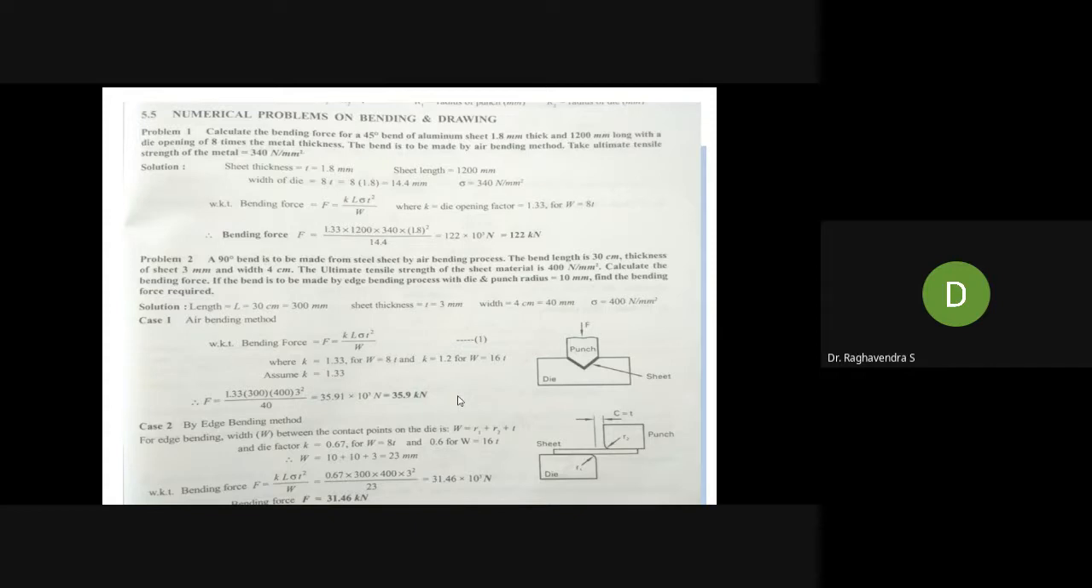Next, based on these values, F is equal to K value 1.33, that is given in the table. The table gives an assumption factor, and L value is given 1200. Ultimate tensile strength sigma value 340 Newton per mm square, 340 into T square, thickness 1.8 squared, all divided by W value. What is the W value? W value is also given. That is equal to 8 times the thickness. It is given in the question. Thickness is 1.8 into 8, that gives 14.4 mm.